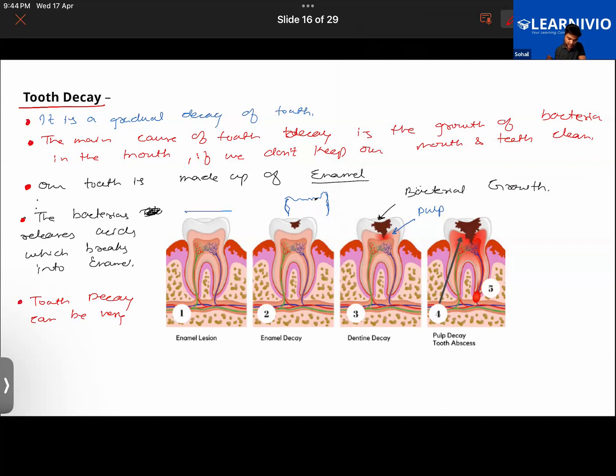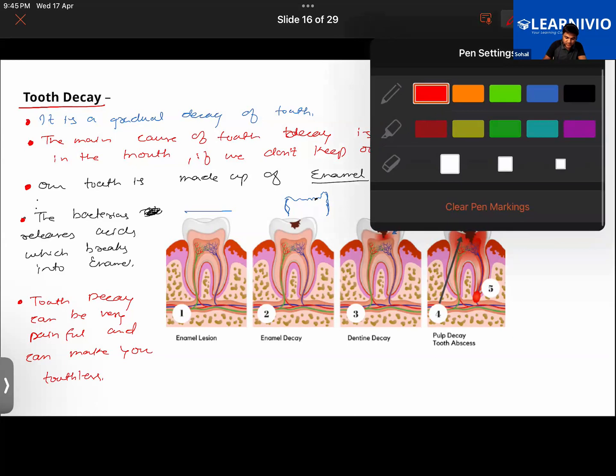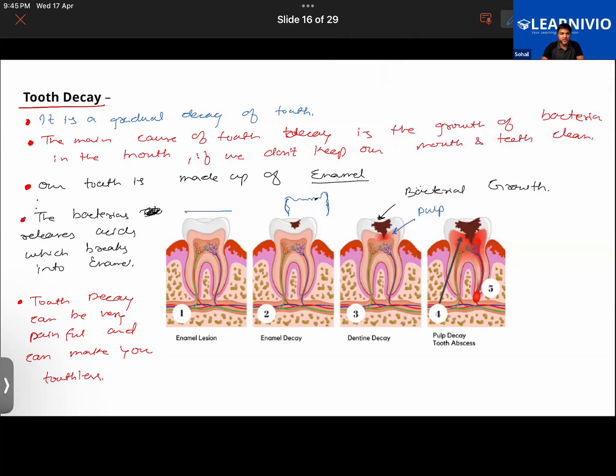So tooth decay can be very painful and can make you toothless. That's why parents normally advise you not to eat lots of candies.